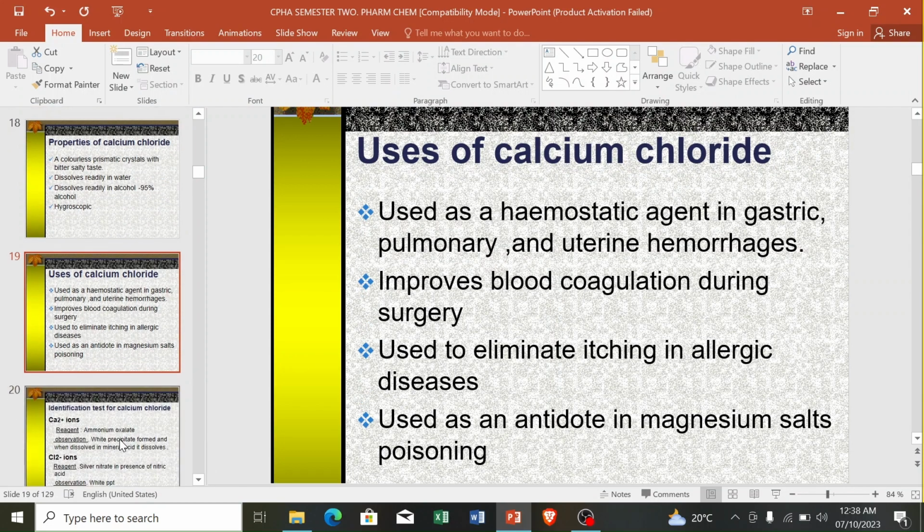So let's see why we need to study all this. We look at the uses of calcium chloride. It is used as a hemostatic agent in gastric, pulmonary, and uterine hemorrhage, improves blood coagulation during surgery, is used to eliminate itching in allergic diseases, and is used as an antidote in magnesium salt poisoning.